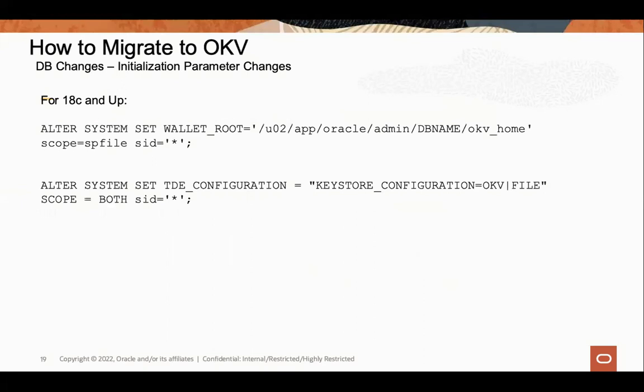Initialization parameter changes. The wallet_root and the TDE_configuration initialization parameters need to be updated to migrate to OKV. The wallet_root equals OKV_home. The wallet root determines where the OKV endpoint client software, the external key store, and the auto login wallet are located. Also, the wallet root setting overrides the encryption wallet location entry in the sqlnet.ora. The TDE_configuration is set to OKV and file to accommodate the file to OKV migration. OKV is listed first to indicate OKV is the primary key management, file being the secondary.